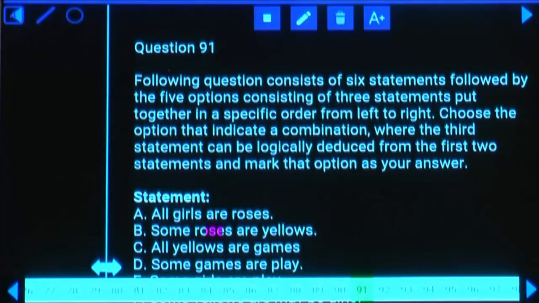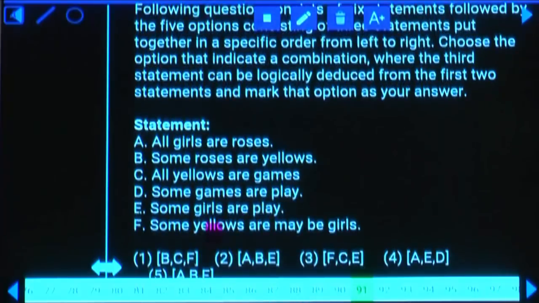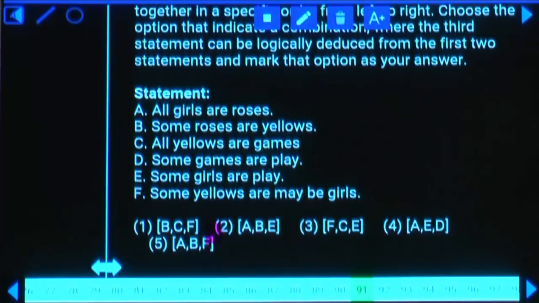91. Now question number 91. It is Syllogisms. Now in this syllogism the third statement is logically drawn with the help of the first two. Earlier I have discussed about the tick and cross method.